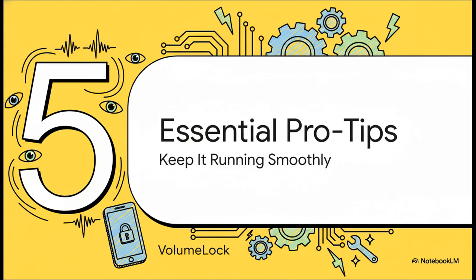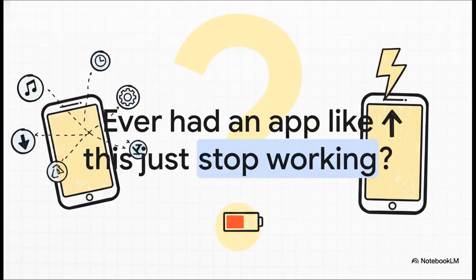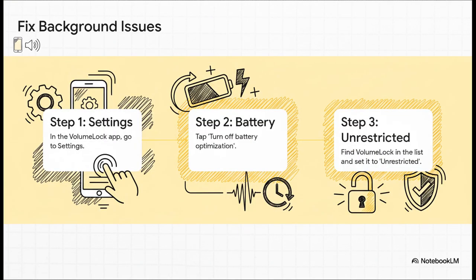Okay, last but not least, let's cover the single most important tip to make sure VolumeLock works flawlessly all the time. This is something that affects a lot of background apps, but thankfully, there is a super simple fix. You've probably experienced this before. To save power, our smartphones are often really aggressive about shutting down apps that are running in the background. If VolumeLock ever seems to just stop working out of the blue, this is almost always the reason why. But don't worry, the fix takes about 10 seconds.